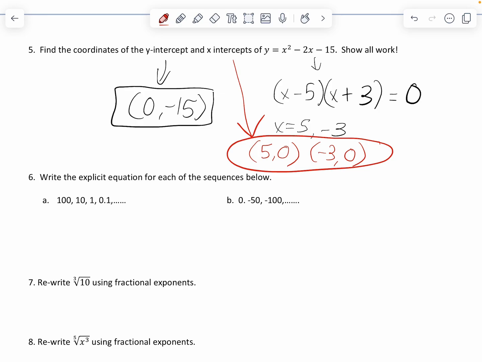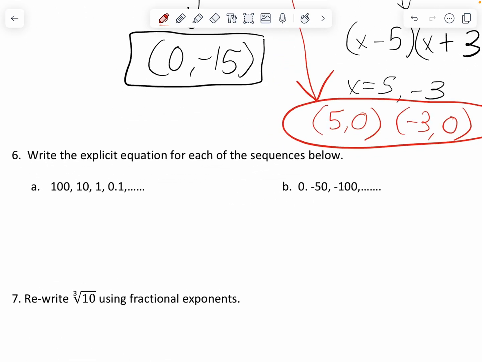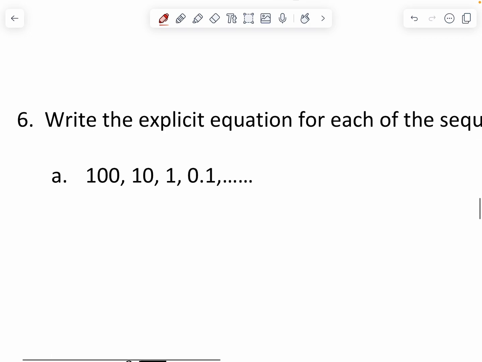Okay, now looking at some review topics here. For number 6, we're going to talk about writing the explicit equation for each of these sequences below. Remember, arithmetic and geometric have different equations, so I need to consider that when I'm looking at the sequence. So I'm looking at this sequence and thinking about what the pattern is. How did I go from 100 to 10, 10 to 1, 1 to 0.1? In order to go from 100 to 10, and then 10 to 1, I'm definitely not subtracting the same number, so I must be dividing.